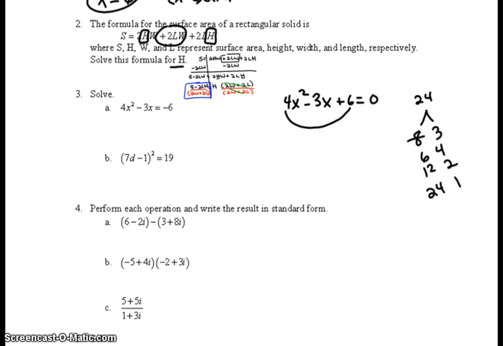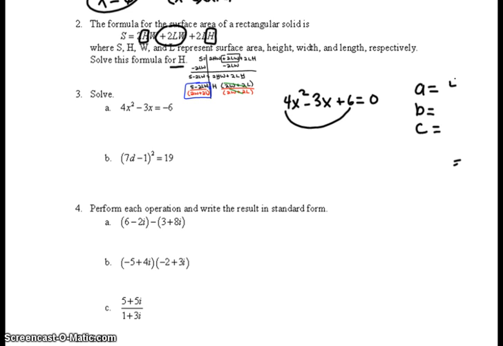And 8 and 3 does not work. 6 and 4, 12 and 2, 24 and 1. None of those work, so that tells me that I cannot factor this problem. So I'm going to go ahead and use the quadratic formula.